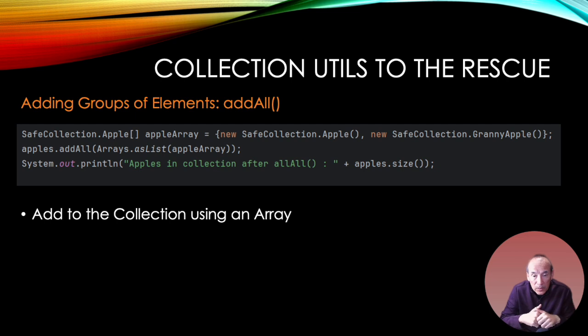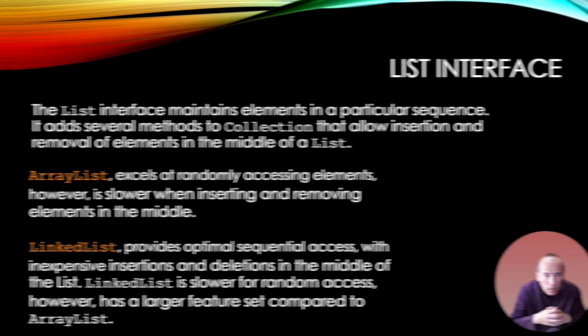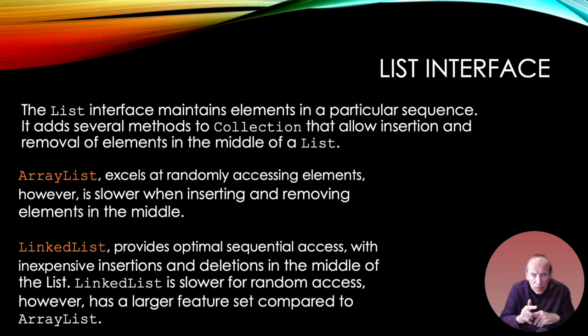Here's another example of a utility. There's the addAll. So you can take the array of apples, turn it into a list, and then add that whole array as a list into the apples. All right. So this is a way to go from an array of apples, use the asList, and then from that you can put it in the addAll. So you can convert things as needed between arrays and array list.